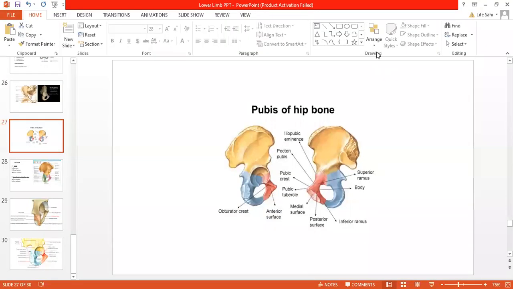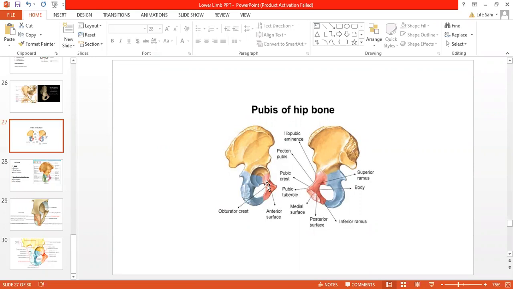Now some important bony points related to the conjoined ischiopubic rami. As we mentioned earlier, the extension from the ischial tuberosity is called the ischial ramus, which joins with the inferior ramus of the pubic bone to form a conjoined ramus called the conjoined ischiopubic ramus.